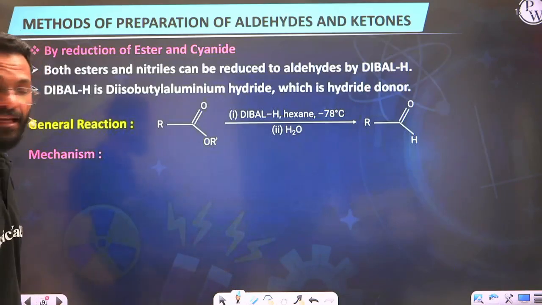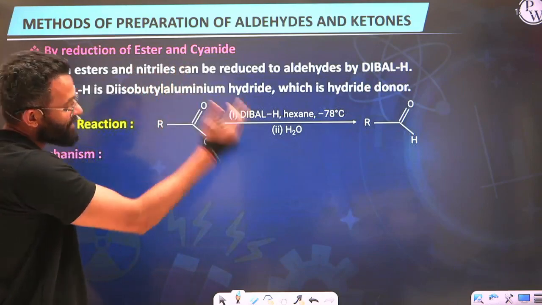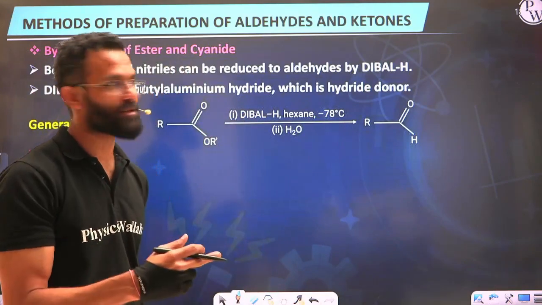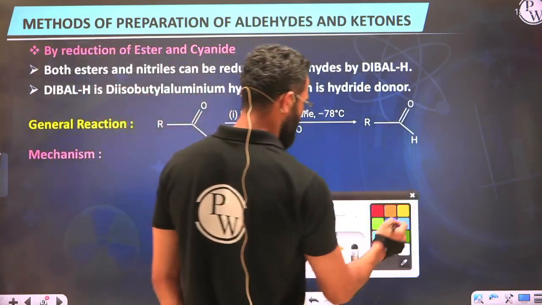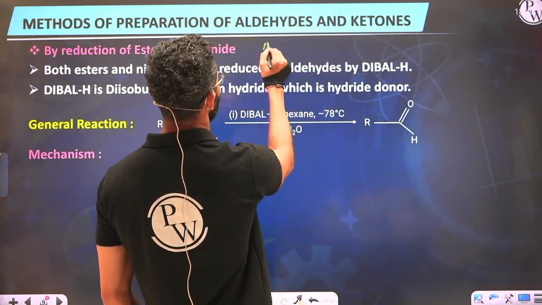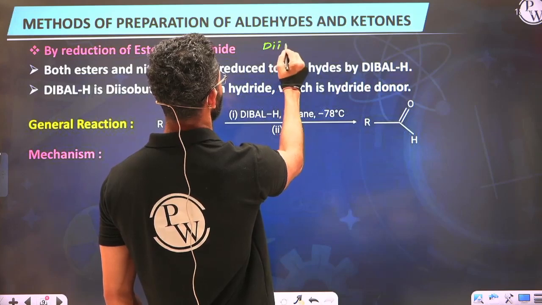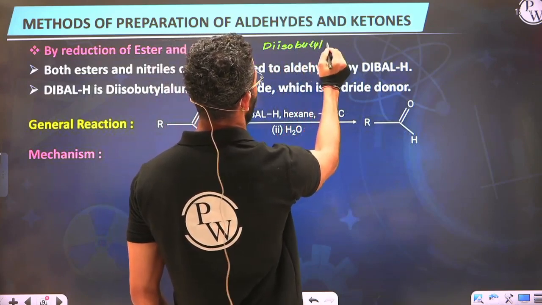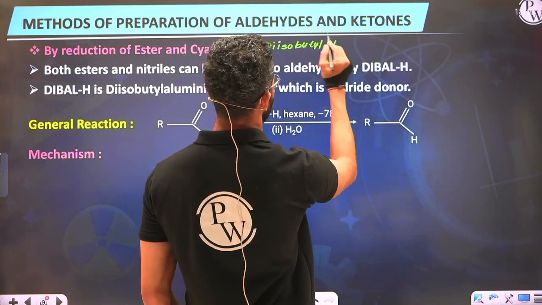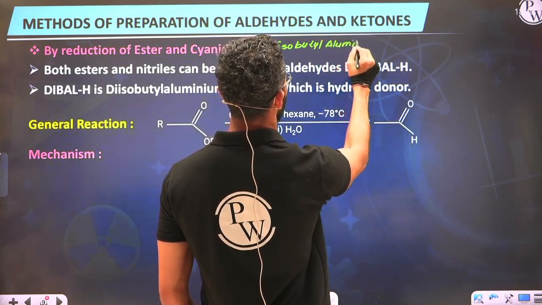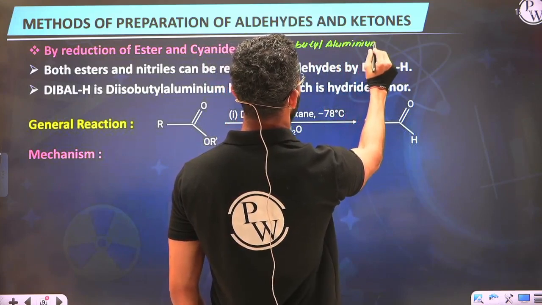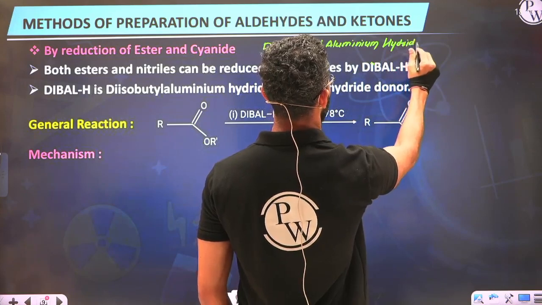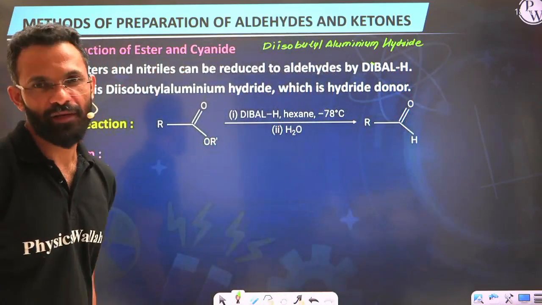Now, other than this, like I said, esters and cyanide can also be converted by yet another hydride donor reducing agent called DIBAL-H. Like we had LT-TBAL-H, this is DIBAL-H. What DIBAL-H stands for is diisobutyl aluminium hydride. Diisobutyl aluminium hydride, we call it DIBAL-H.